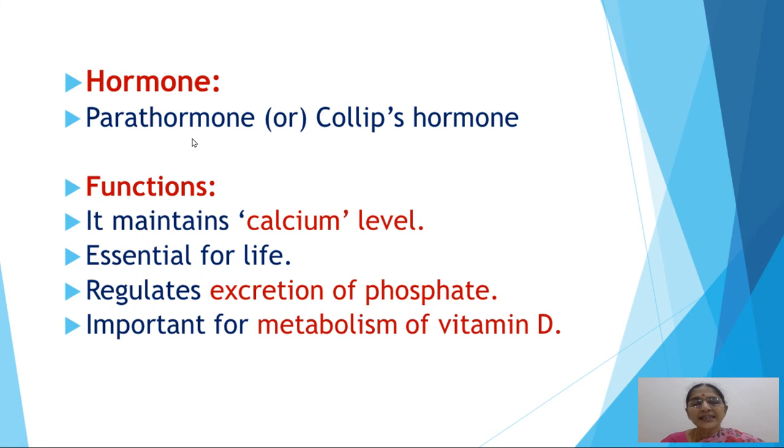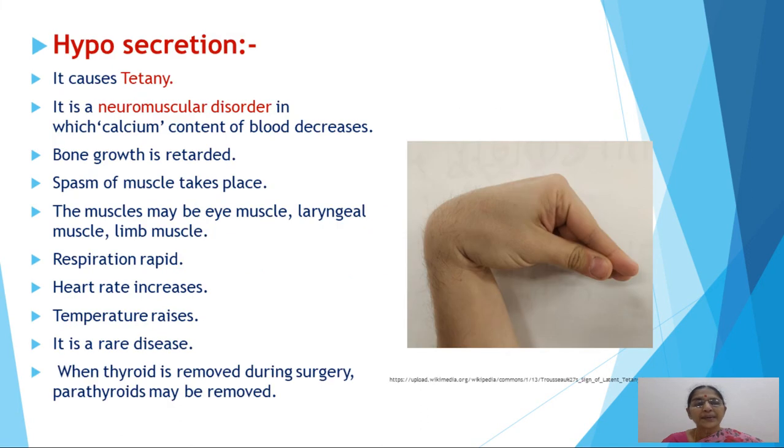The hormone secreted by the parathyroid gland is parathormone or Collip's hormone, after the scientist's name. Coming to the functions, it maintains calcium level. It is very essential for life. It regulates excretion of phosphate and it is important for metabolism of vitamin D. Vitamin D is also known as sunshine vitamin.